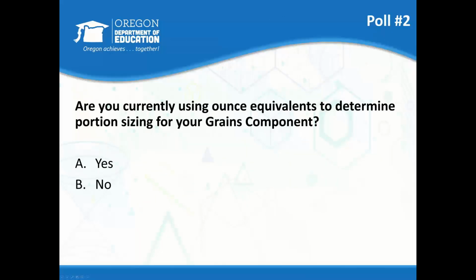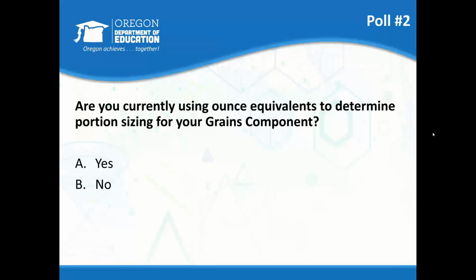So we are going to go through a quick poll question today. We have a few different polls just to see if you are following along. So just answer the best you can. Are you currently using ounce equivalents to determine portion sizing for your grains component? And I'm going to go ahead and close out the polls and share. So it looks like a good majority of you are actually using ounce equivalents already.